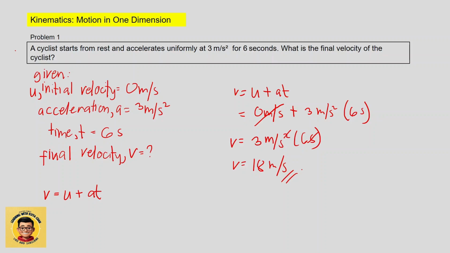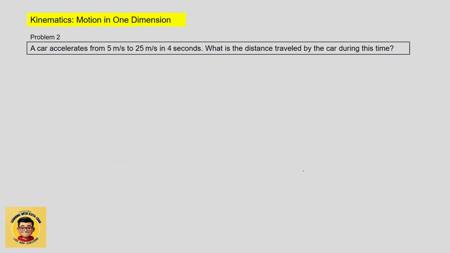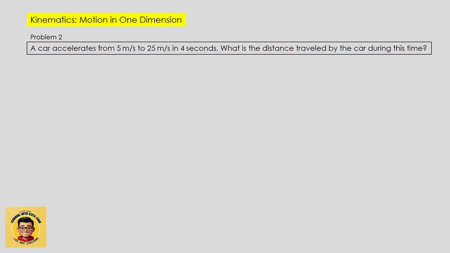Okay, so problem number 2. A car accelerates from 5 meter per second to 25 meter per second in 4 seconds. What is the distance traveled by the car during this time? So to start, we need to identify first the given values.